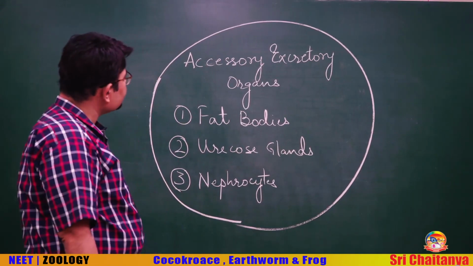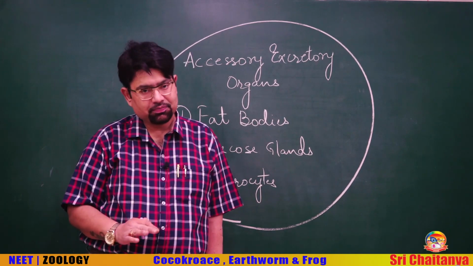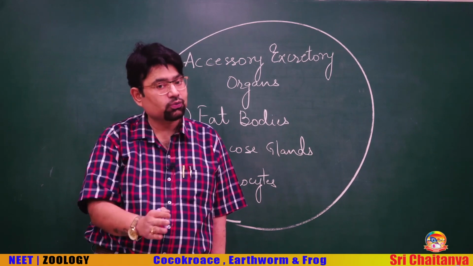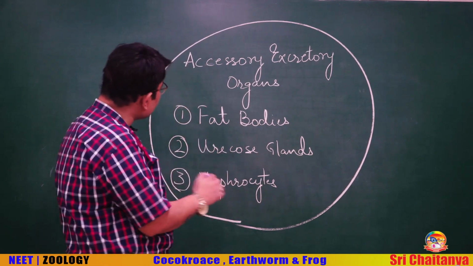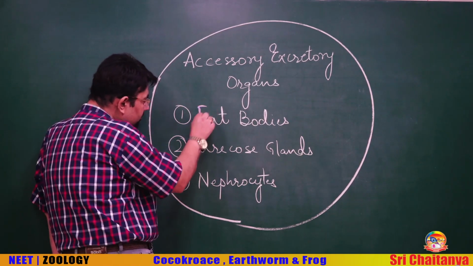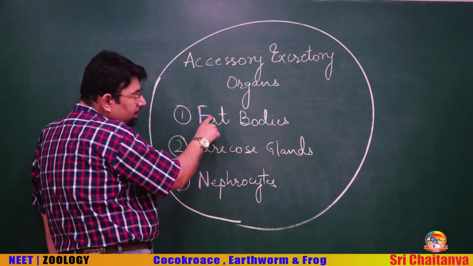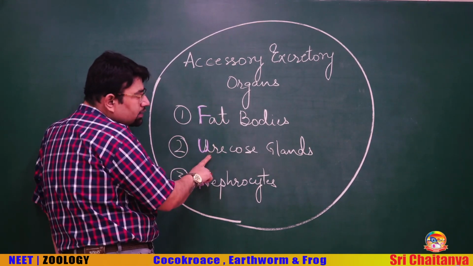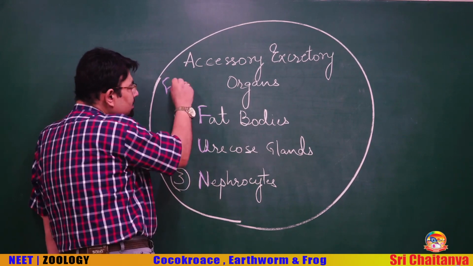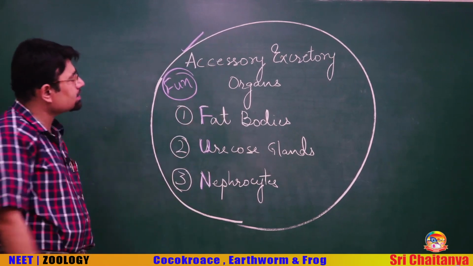The main excretory organs in cockroach are Malpighian tubules, but there are some accessory excretory organs too. Let's learn about them in a fun way. Just learn FUN. F-U-N: Fat bodies, uricose glands, and nephrocytes. Just learn FUN. These are accessory excretory organs.